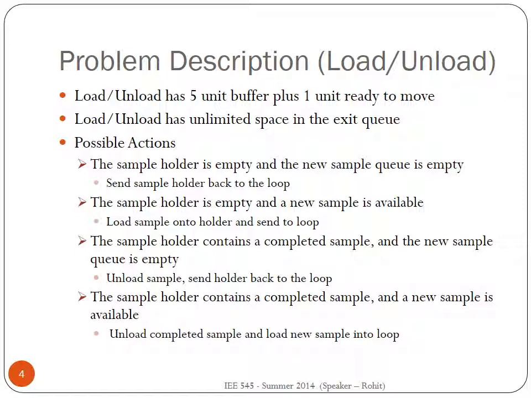Another scenario is when the sample holder is empty and the new sample is available. In that case, we load the sample onto the holder and send it to the loop. Another case is the sample holder contains the completed sample and the new sample queue is empty, so we'd unload the sample and send the holder back into the loop. And the final case is where the sample holder contains that completed sample that we've just finished and that new sample is available. So we would unload the completed sample and load the new sample into the conveyor belt loop.